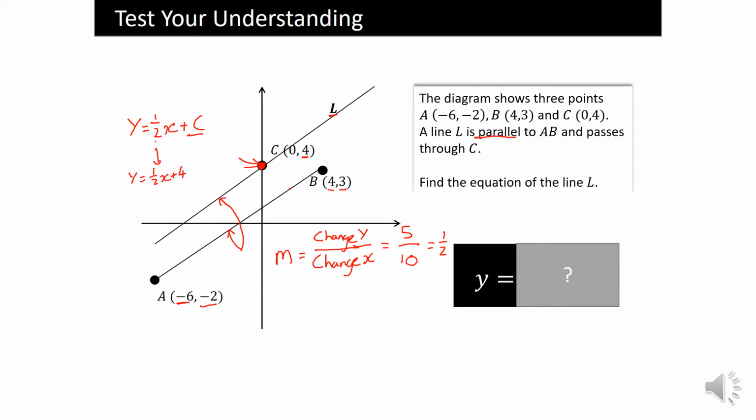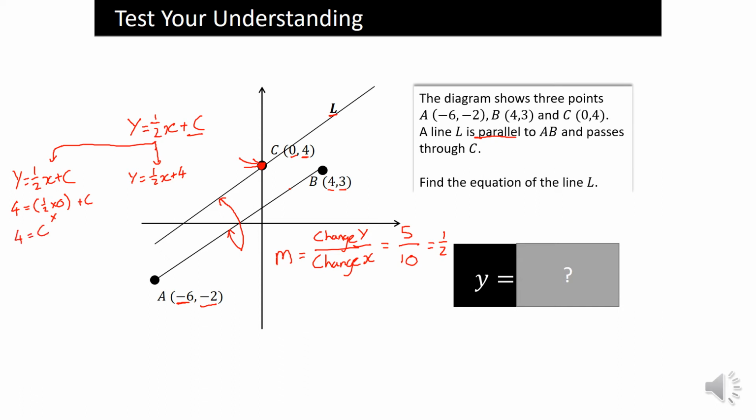If you wanted to just stick with the method that we've done already, completely fine to do that, you will get the same answer. Let's just check. So y equals a half x plus c. Let's substitute in 0 for x and 4 for y. So we've got 4 equals a half times 0 plus c. This is going to vanish because anything times 0 is 0. So we've got 4 equals c.